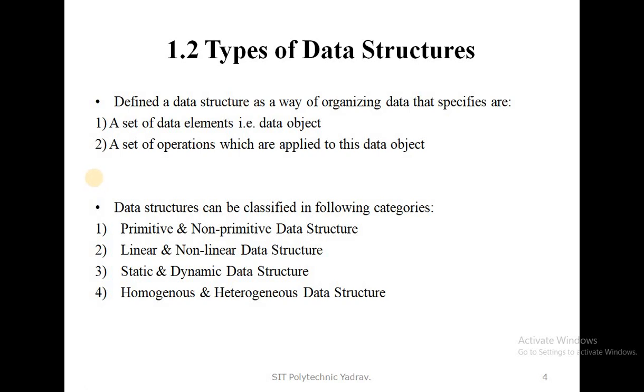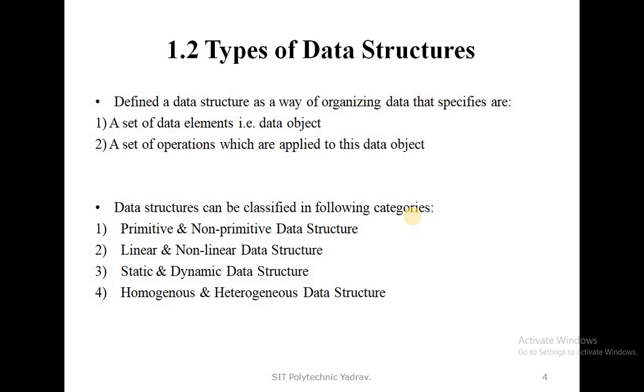Organizing the data means arranging the data specified in a set of data elements. Means what? Our elements are stored in memory, and on those elements some operations or a set of operations are performed. Which are the operations? For example, insertion, deletion, sorting are applied on this data object. Okay. Next point, data structures can be classified in the following categories.